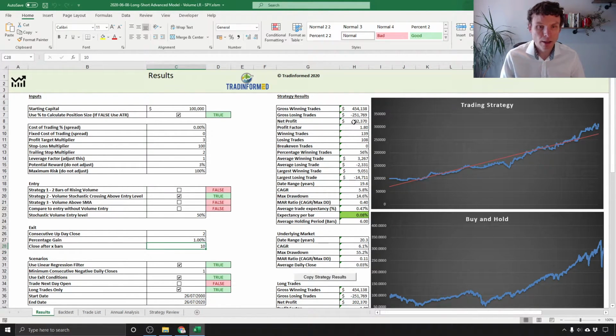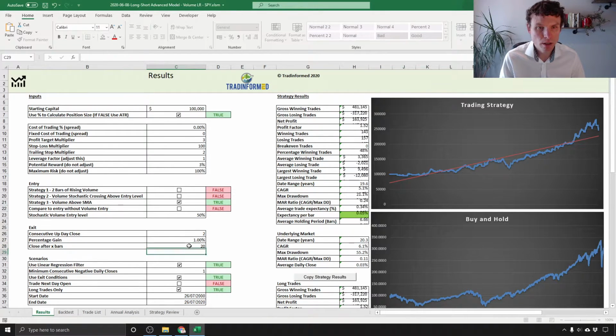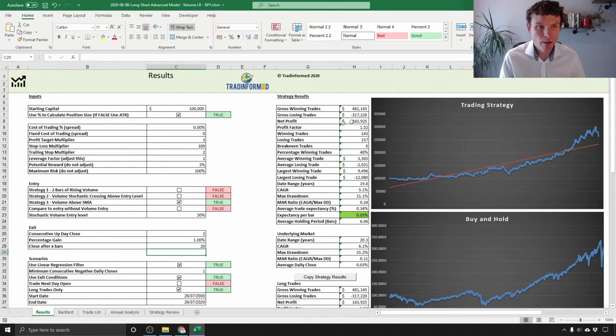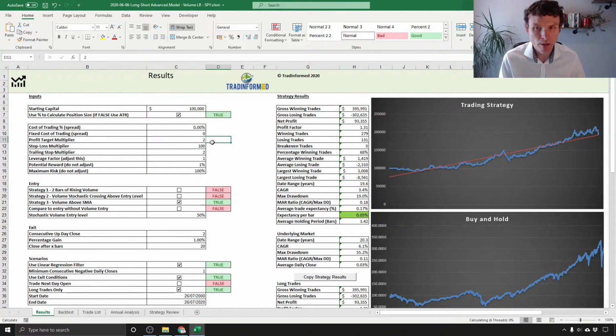Now you can see here, net profit has definitely increased. Average holding period is out to 6 days, so just over a week of holding period. Net profit's increasing, and it's holding pretty true to its best fit line. Last one here, the volume, anytime it's above its simple moving average. It's not responded as well as the stochastic entry. If I was to increase this to 20, you see we do have a decent net profit, but not a significant increase.